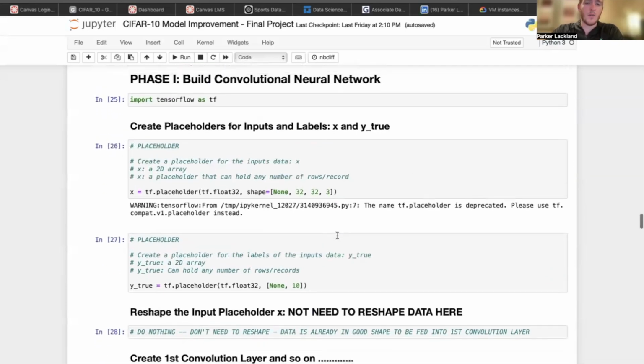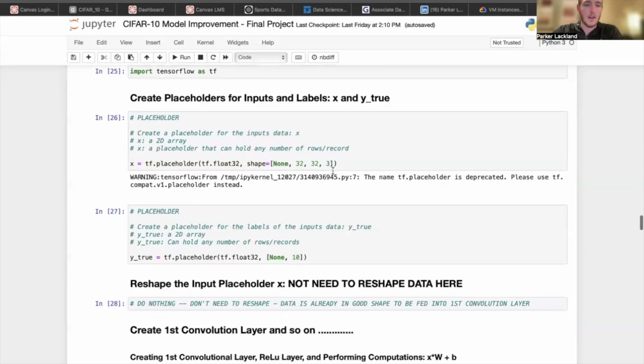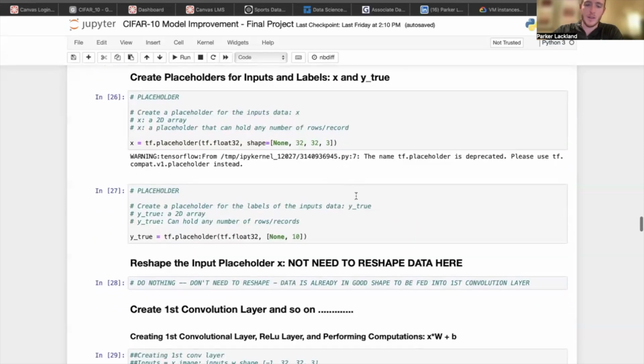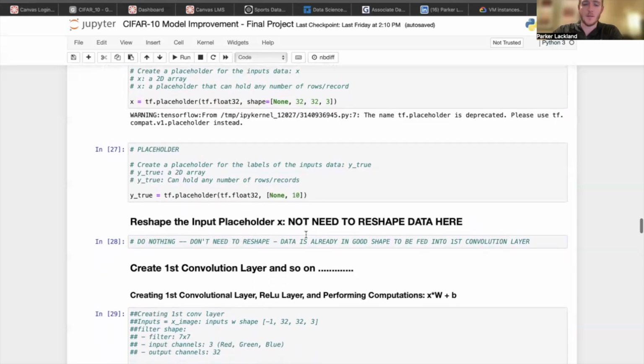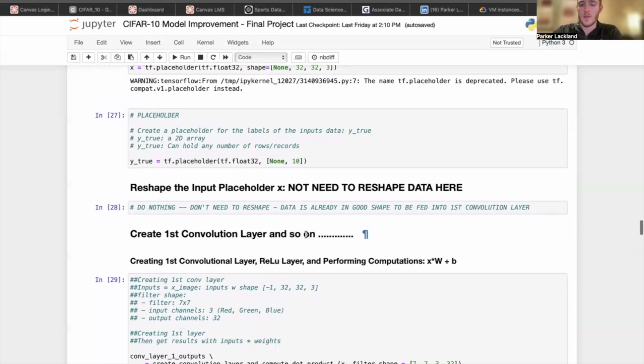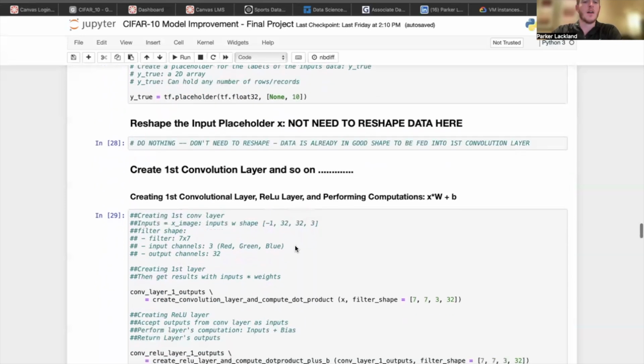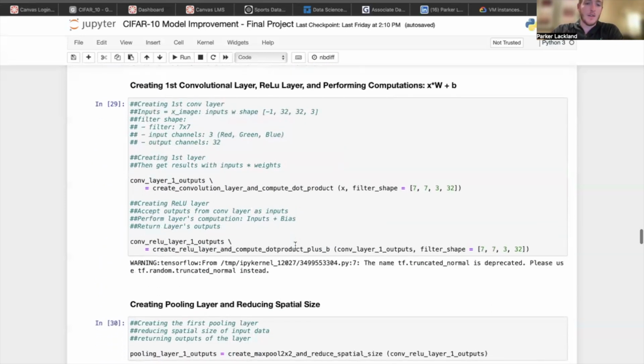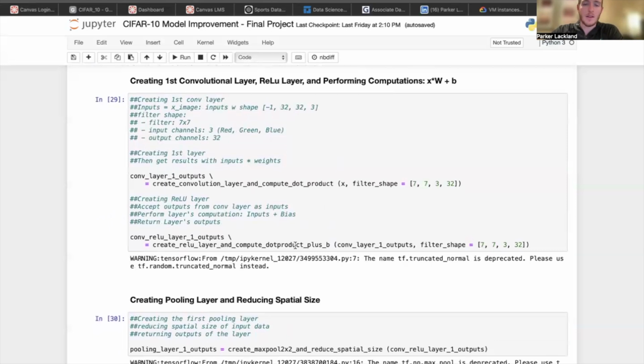So for our redesigned project, we built another convolutional neural network. Placeholders were the same dimensions of the input, same number of classes. It's based on the same data, so no reshaping was necessary again because of the previous code that we were given to help with our data pre-processing for this algorithm. So again, the first convolutional layer was created with a ReLU activation function. The filters were changed just a little bit.